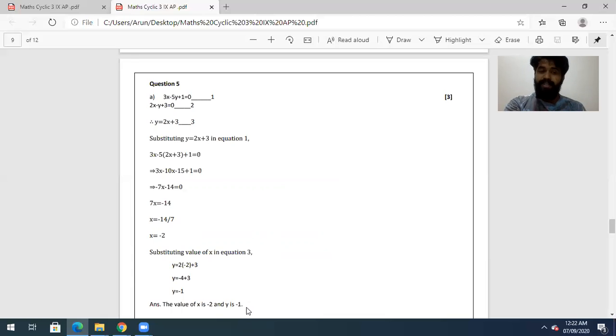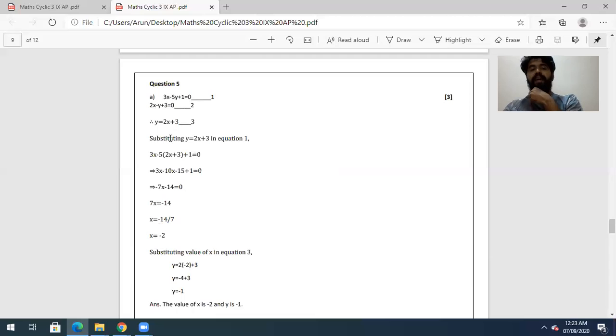Now you will substitute the value of y in the equation that was not considered. So 3x minus 5 into y, which is 5 into 2x plus 3, plus 1 is equal to 0. So 3x minus 5 2s are 10x, minus 5 3s are 15, plus 1 is equal to 0. So 3x minus 10x is minus 7x, minus 14 equals 0. 7x is equal to minus 14. x is equal to minus 2.